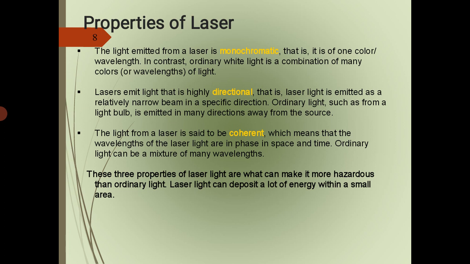Next property: the light from a laser is said to be coherent. Coherent means the waves have the same phase and the same wavelength. The wavelengths of the light are in phase in space and time. Ordinary light can be a mixture of many wavelengths. These three properties of laser light are what can make it more hazardous than ordinary light. Laser light can deposit a lot of energy within a small area.